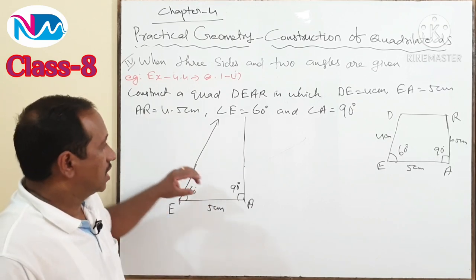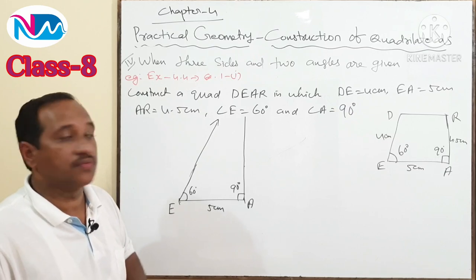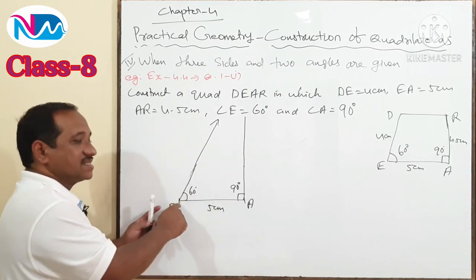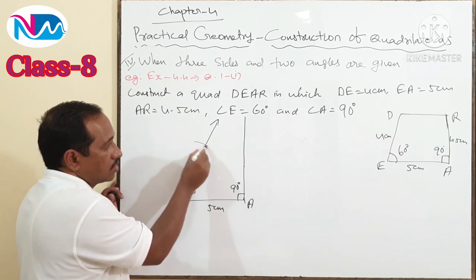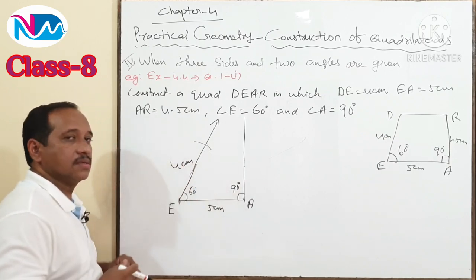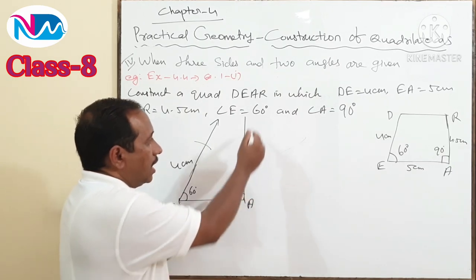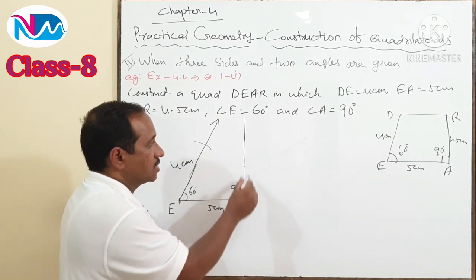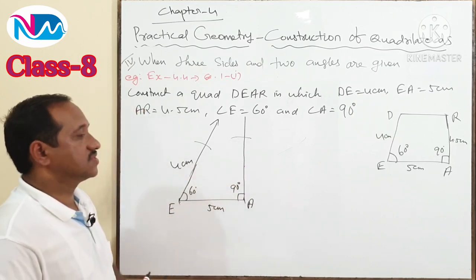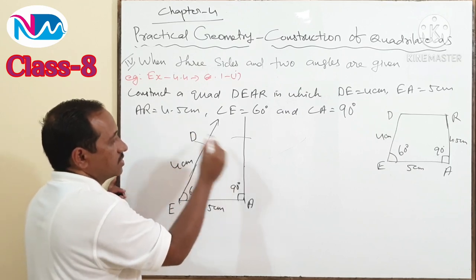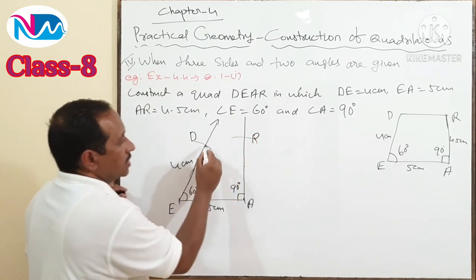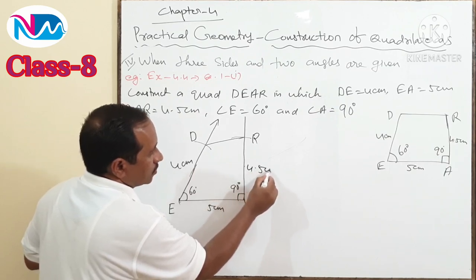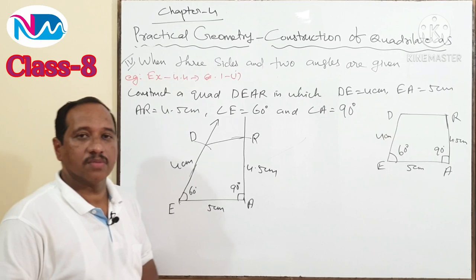Now my dear students, we have DE, that is ED, equal to 4 centimeters. Take 4 centimeters on the compass, with E as center, and draw an arc of 4 centimeters. Now AR is 4.5 cm. Take 4.5 cm on the compass and with A as center, draw an arc of radius 4.5 cm. So this is our point D and this is our point R. Simply join these two. And remember, the measurement of side AR is 4.5 cm. So the quadrilateral is complete.